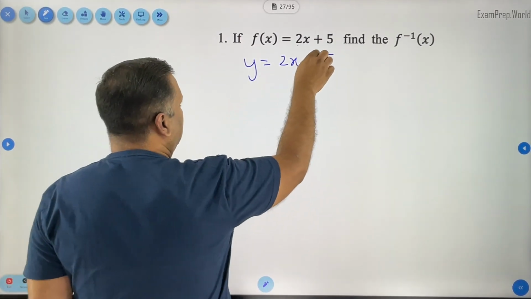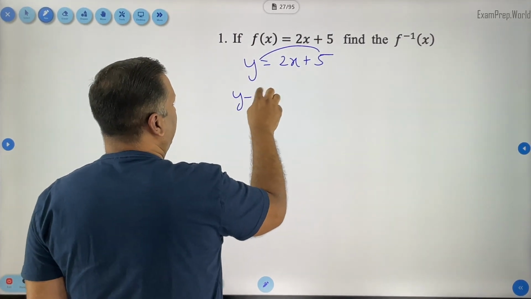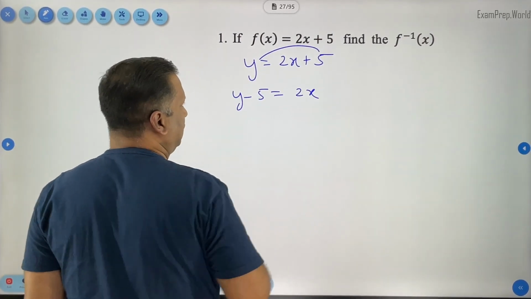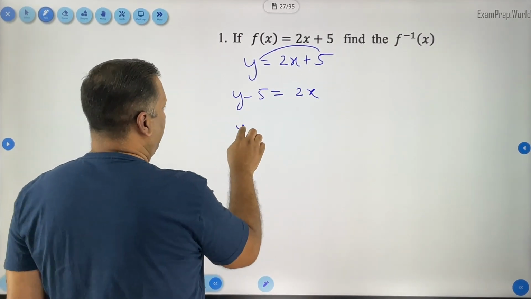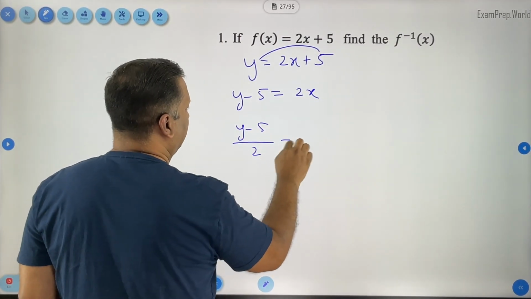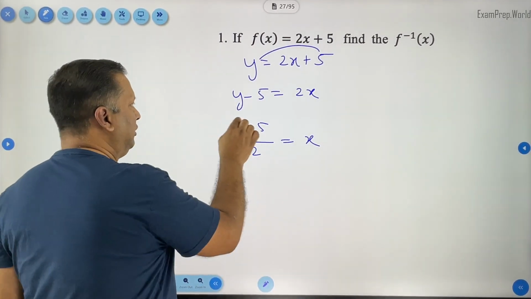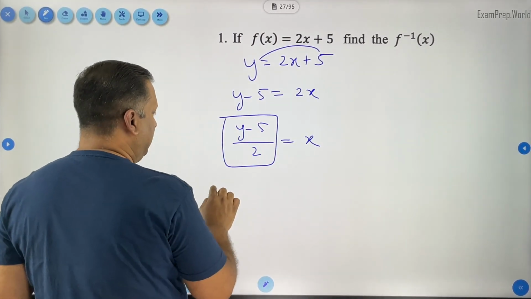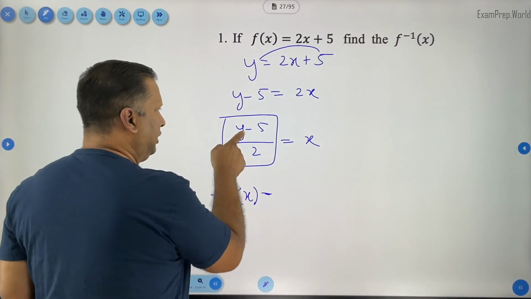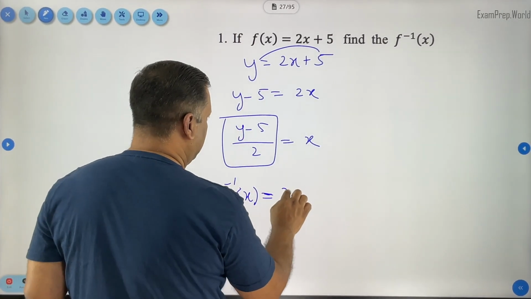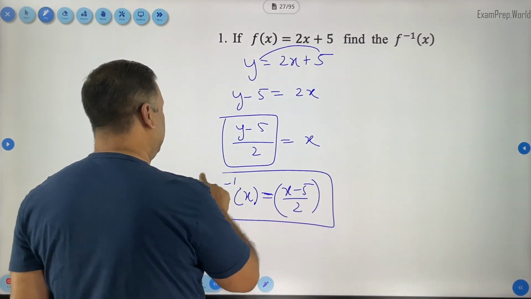So what should I do? I should send this 5 over here. It will become y minus 5 equals 2x. Right. Now transpose 2 also to the left side. So it becomes (y minus 5) by 2 equals x. The moment you have this, you can straight away write f inverse of x, replacing y with x, as (x minus 5) by 2, and that's your answer.